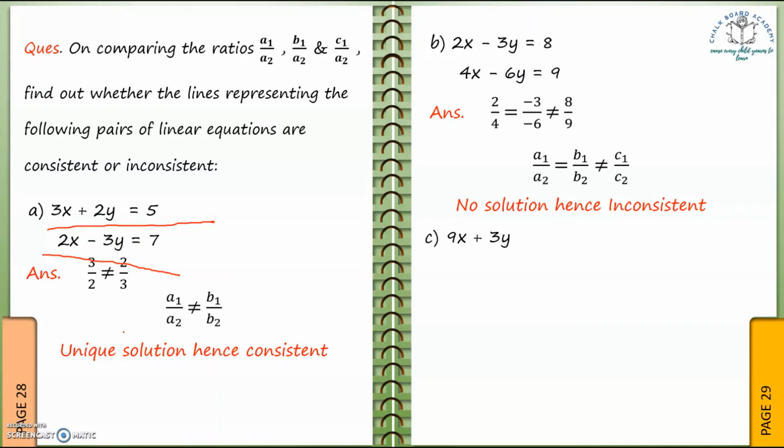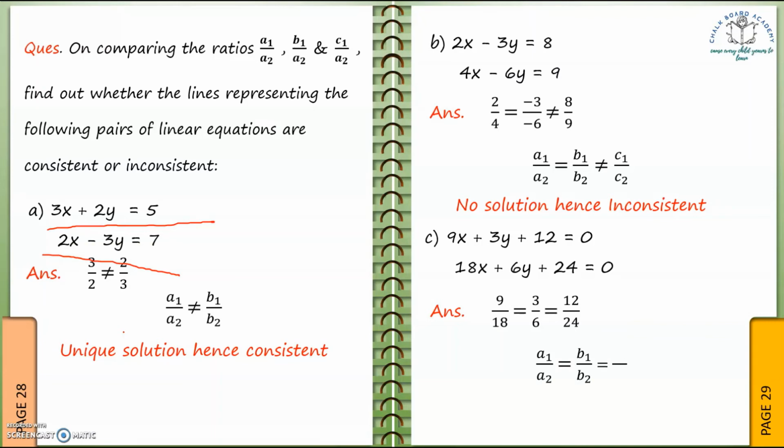Now we have a third example here, in which 9x plus 3y plus 12 is equal to 0, 18x plus 6y plus 24 is equal to 0. This is the same example which we have done earlier in the last question. So here we see that all the three ratios are equal. When all three ratios are equal, that means they are coinciding or have many solutions. That is, they are consistent to each other. So they have many solutions, so they are consistent to each other.